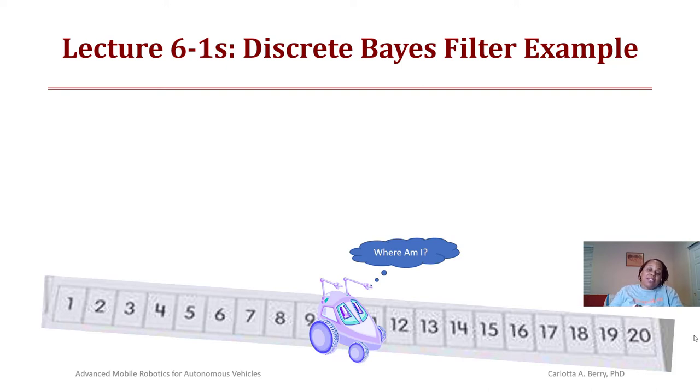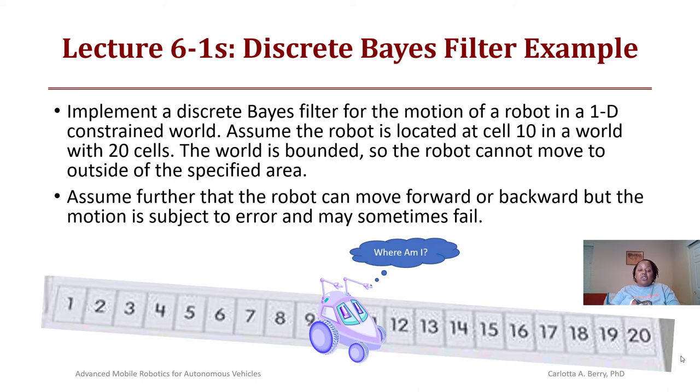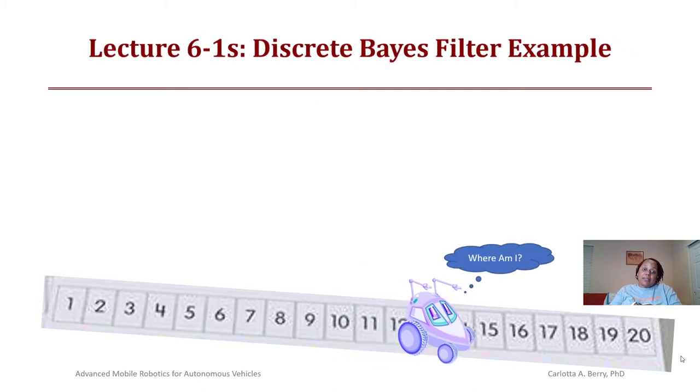So our problem statement includes the following. We're going to implement a discrete Bayes filter for the motion of a robot in a 1D world that is constrained by that world. Assume the robot is located at cell 10 in this 1D world with 20 cells. The robot can only travel back and forth between cell 1 and cell 20, and cannot go outside that specified area. Assume further that the robot can move forward and backward in this world, but that there is some motion error. And sometimes the robot may even fail to move at all after being given a motion command.